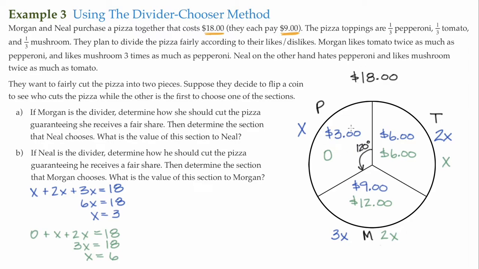So these values here are how each one, Morgan's in blue and Neil's in green, values each of the wedges. Now, if Morgan is the divider, determine how she should cut the pizza, guaranteeing she receives a fair share. She wants to guarantee $9 worth. If you look right here, just the mushroom section alone is our $9. And remember that a cut has to go straight and it's got to go through the center. So she should cut it right here, cutting off this mushroom wedge.